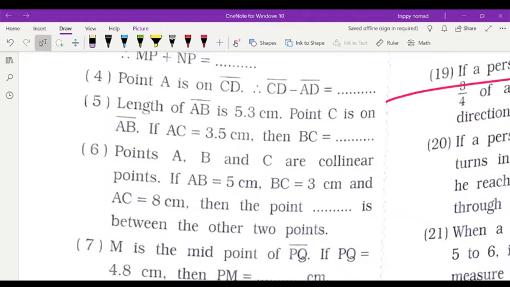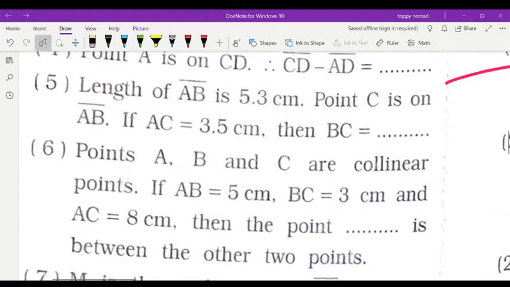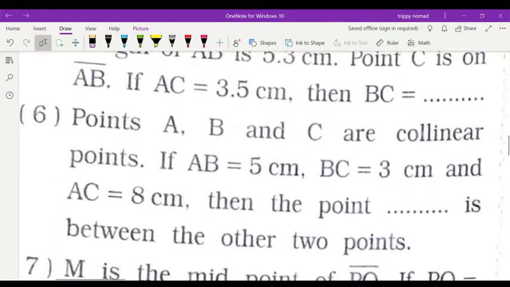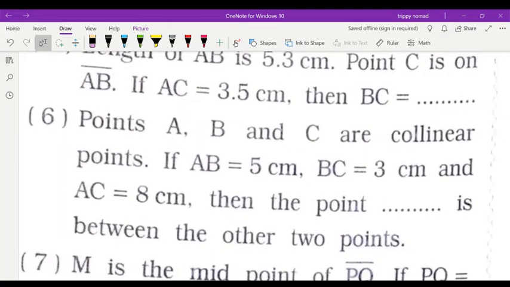Now the next question, that is 6. Here, I think it is clearly visible. 6th question: points A, B and C are collinear points. If AB is equal to 5 centimeter, BC is equal to 3 centimeter and AC is equal to 8 centimeter, then the point dash is between the other two points.